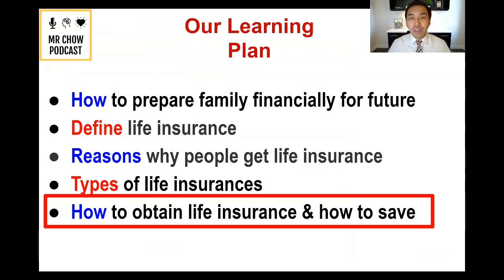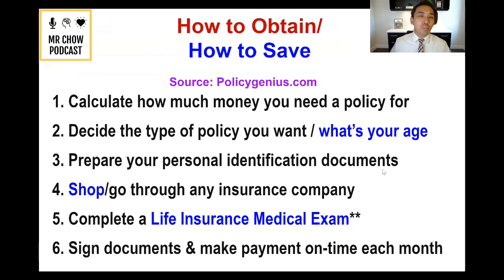Now, finally, how do you obtain life insurance and how do you save on it? It's pretty straightforward. Number one, you calculate how much money you need a policy for. So think about, okay, what age are you? What are your monthly expenses? How much money do you actually need for your spouse if you were to pass away? And then number two, decide the type of policy you want, term, whole life, whatever you want.